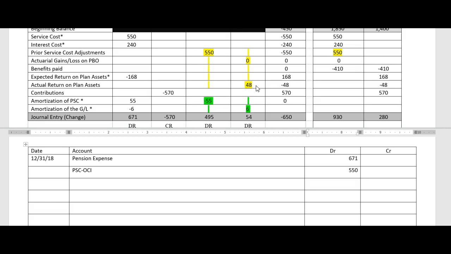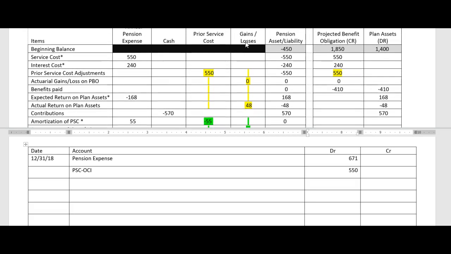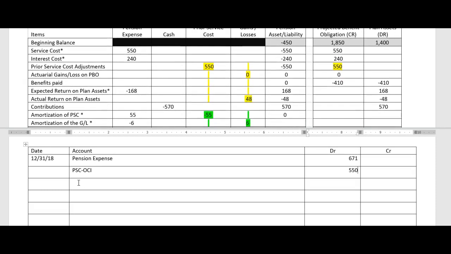Same way with the gain or loss. Here, a debit is a loss position, so we're adding to our loss position that is to be amortized in the future, 48. So for that item, we're going to hit loss. And again, it's not going to our income statement yet. It goes to other comprehensive income. It will eventually become part of pension expense, but only when we're allowed to amortize it.